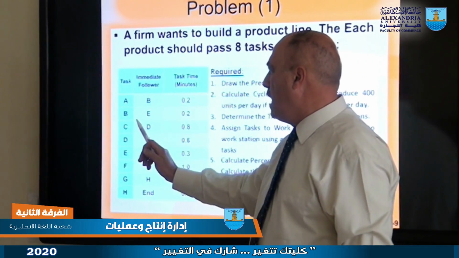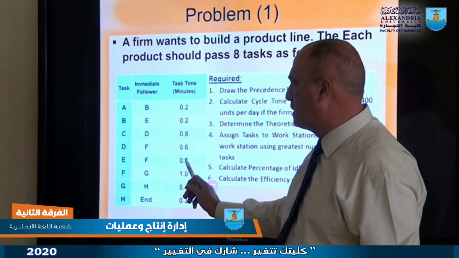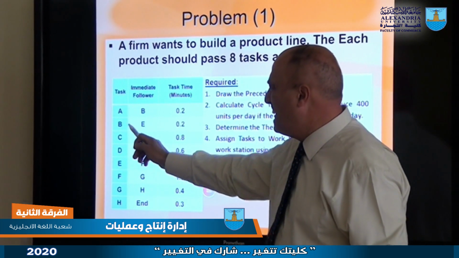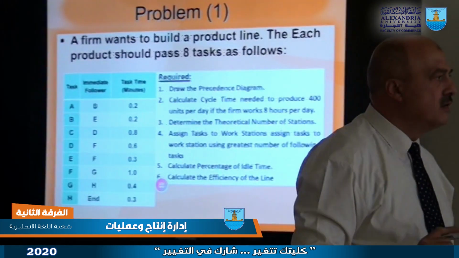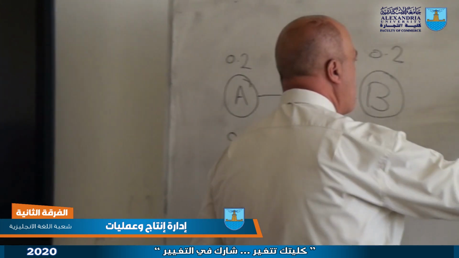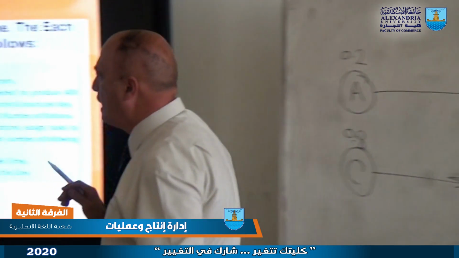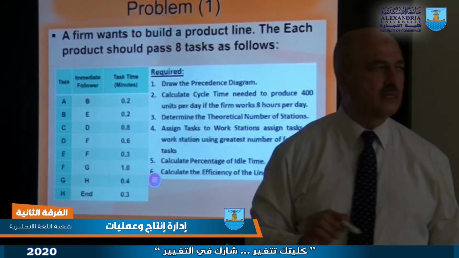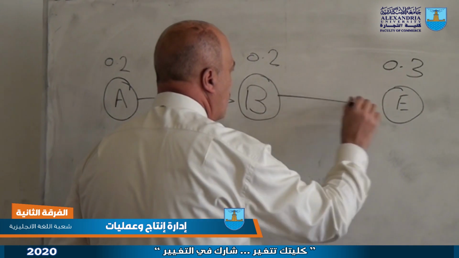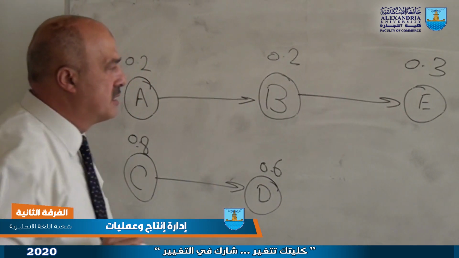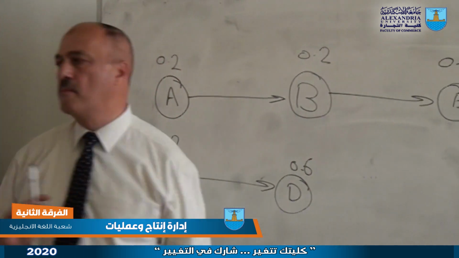Okay? E needs 0.3 minutes. Be careful, E comes after B. So we have to put E over here, and it needs 0.3 minutes to be performed. So it comes after B. The flow goes from B to E.